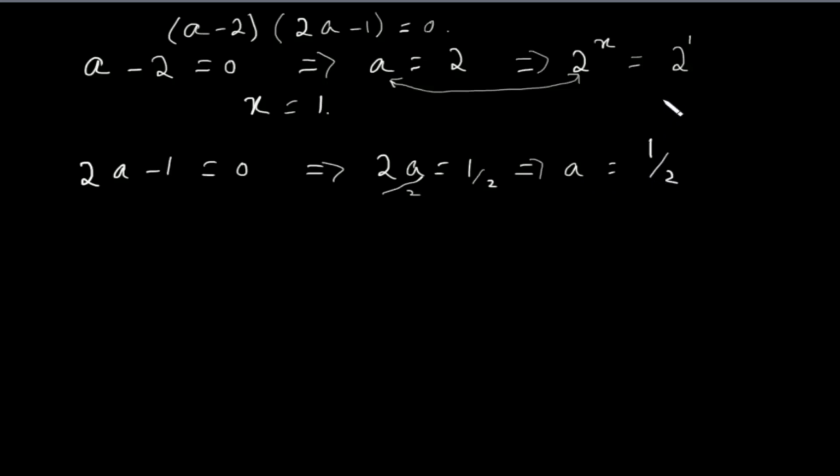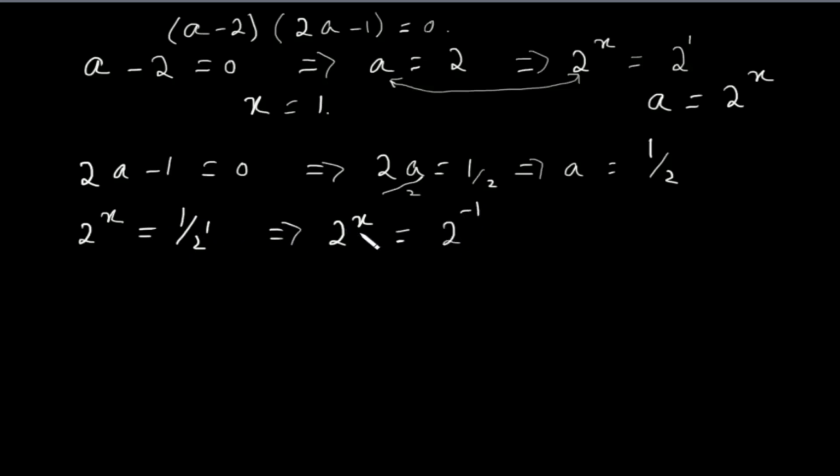But again, we know that a has been substituted and its original value is 2 raised to power x. So substituting back this value, we will get 2 raised to power x for this a, and this 1 by 2 can also be written as 2 raised to power minus 1. When it comes to the denominator, we can reverse the sign of its power, so 2 will be written as minus 1.